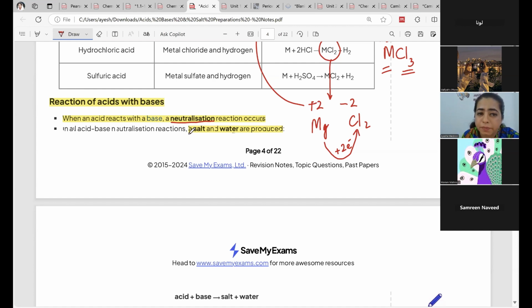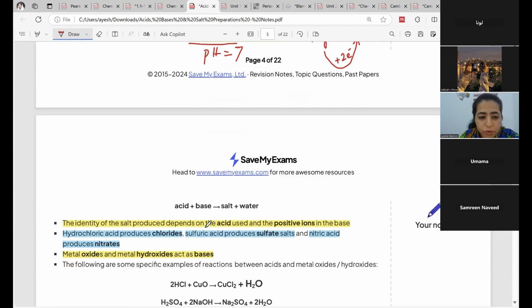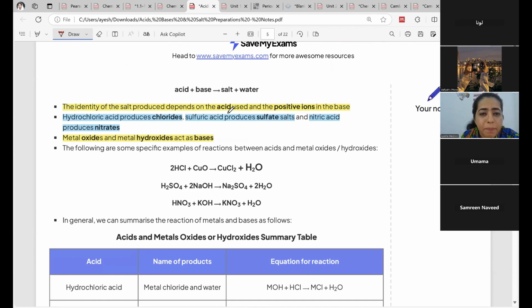Salt and water. Miss, we can say that both of them cancel out each other. That is fine. Salt and water basically both have pH 7. So neutral products are produced. pH is 7 for salt and water. So it is going to be a neutral solution and a neutralization reaction. Okay. So after that, let's check out some examples here.